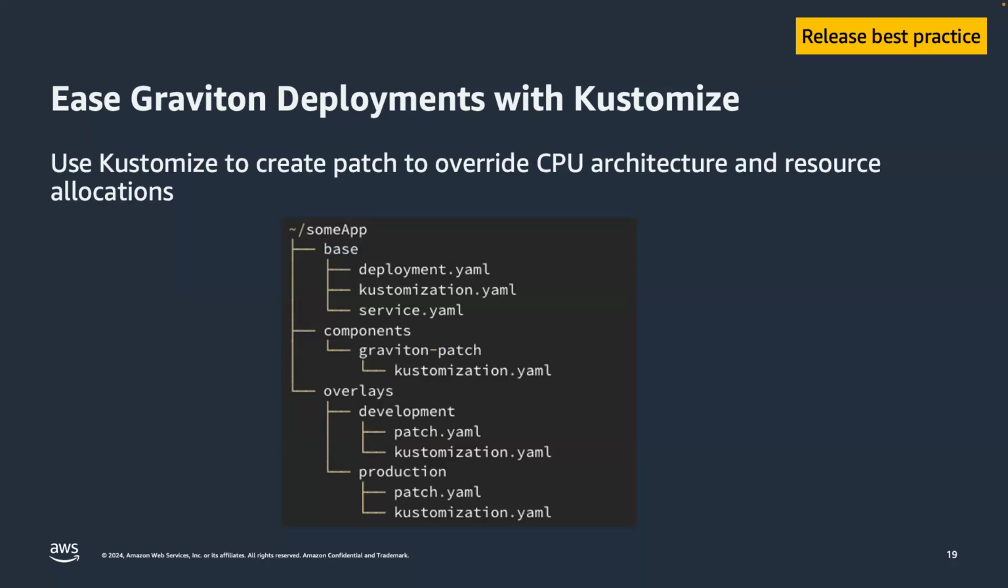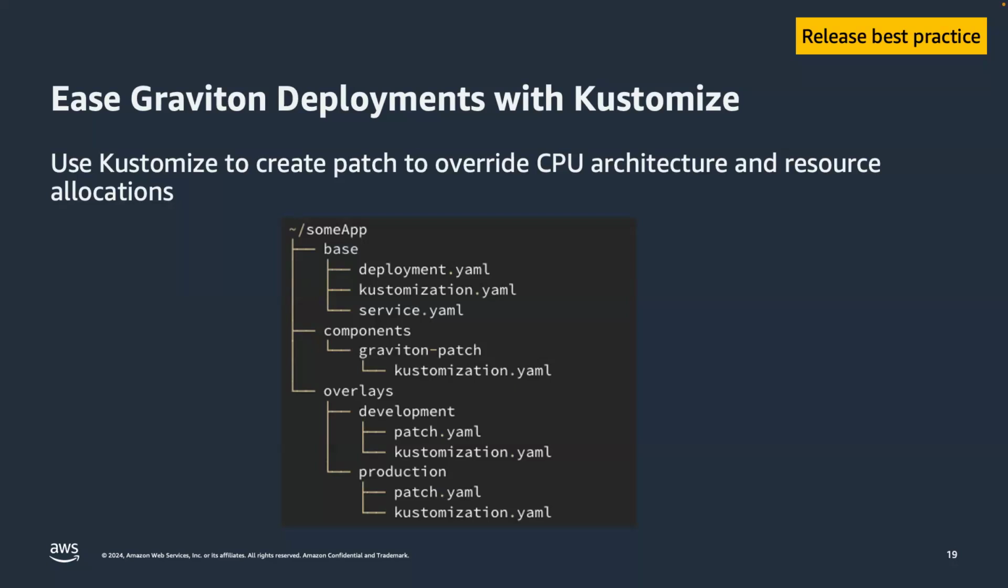So whenever I want to migrate this microservice to a Graviton ARM server, I will just add this patch into the deployment environment. So in the development environment, I will say this patch.yaml is actually making use of the Graviton patch component, which will put this Graviton layer on top of the x86 deployment. So that means I can transition the deployment from x86 to ARM64 without editing the original deployment file.